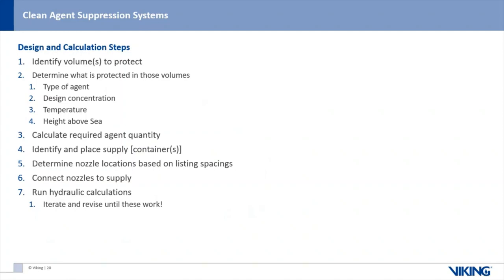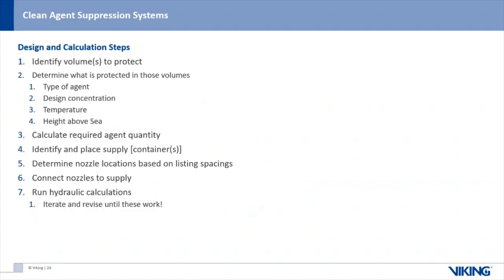And so the things we need to know: we need to identify the volumes we're going to protect. Remember, we have a Class A, B, or C type hazard. We have to know what we're going to protect. Then we have to determine what type of agent we're going to use, the design concentration, the temperature of the hazard, and the height above sea level. That's all going to be included in the formula that we're going to use to determine the quantity of agent.